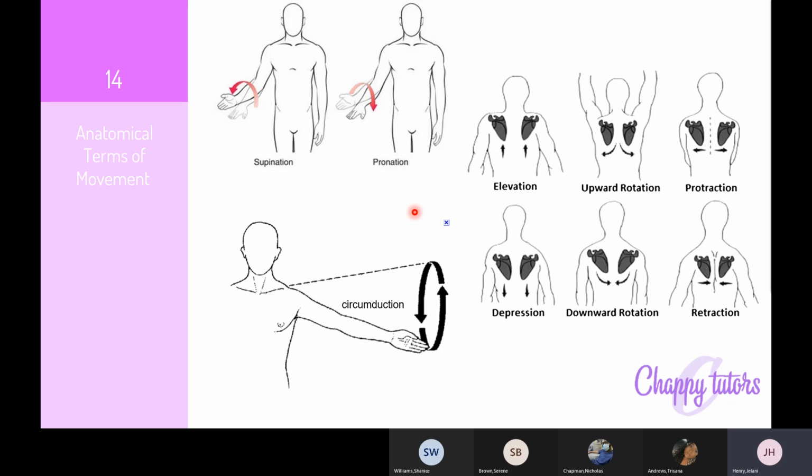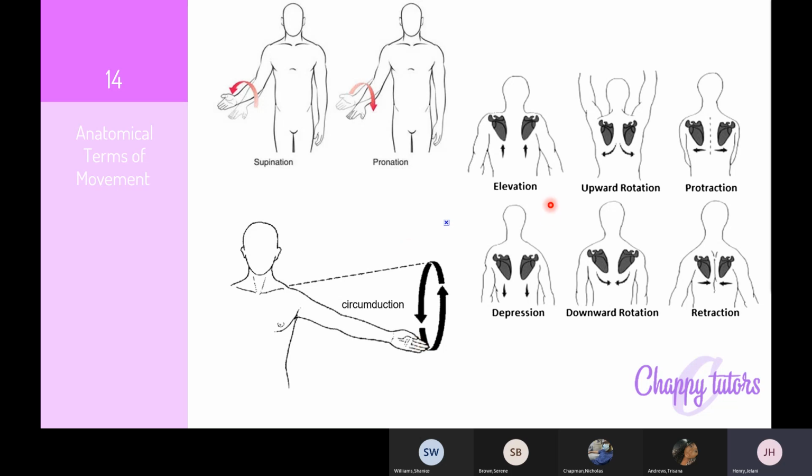Next, we have circumduction. So circumduction refers to really making a circular motion, right? It might be better described as a conical shape because if you look at the entire upper limb, moving in that circular motion actually creates a cone shape, right? But it more or less refers to making a circular motion, following a circumference, hence the name circumduction.